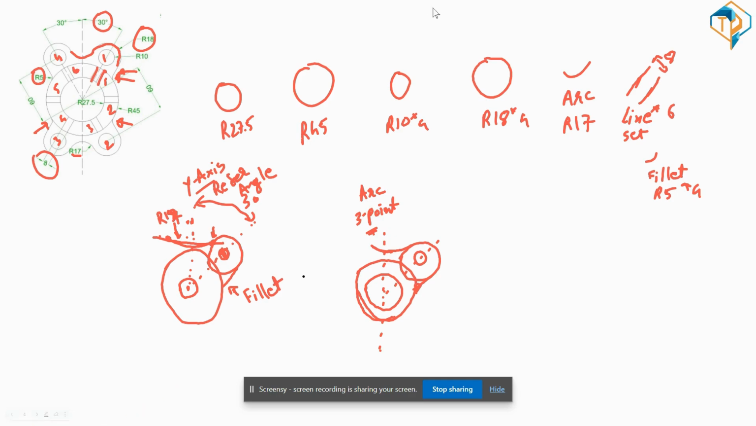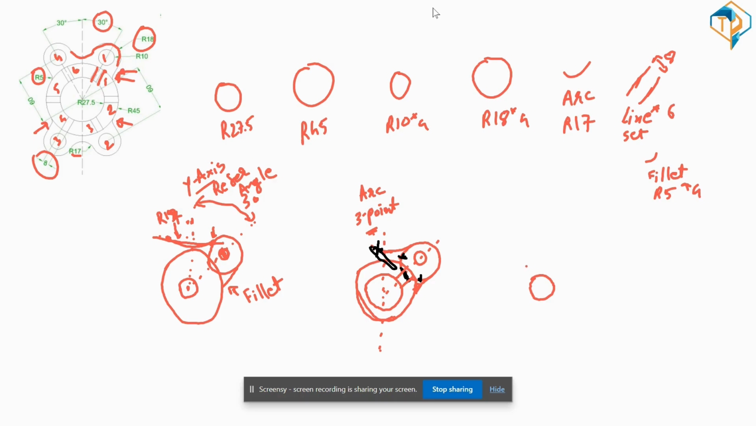Now it's time to trim the unnecessary parts. This extra arc, this one is unnecessary here. This one is unnecessary. This is unnecessary. Then add two lines parallel to these two, 8 mm apart. So the drawing will look like this.